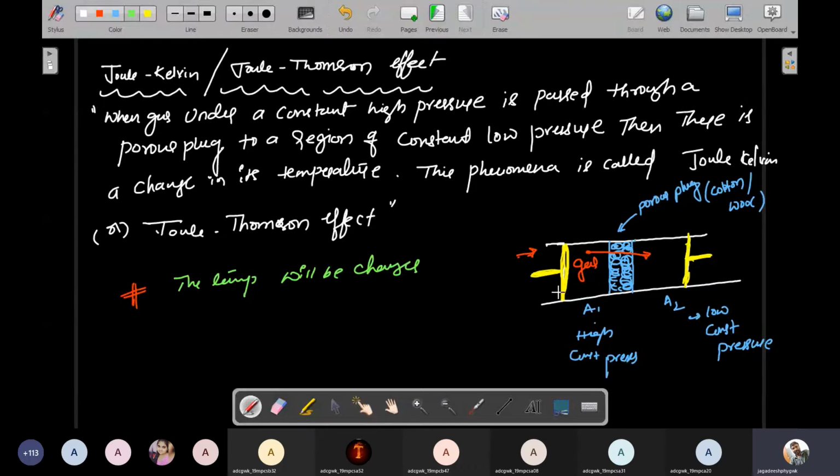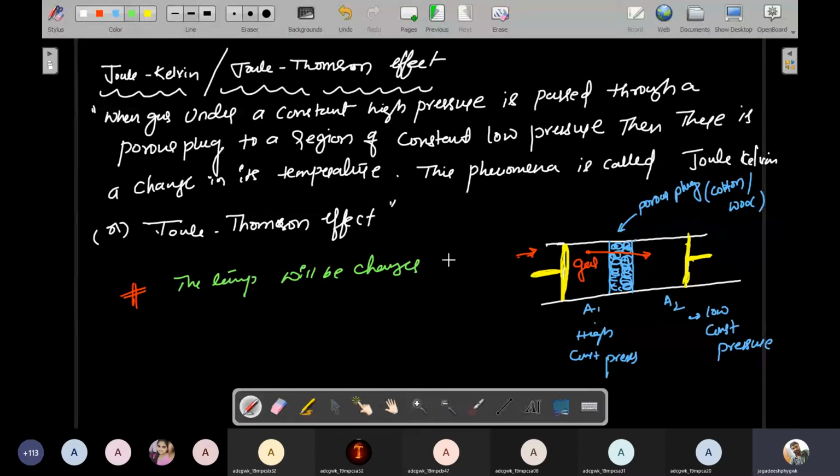when I'm not moving the piston, the temperature of the gas shows some value. After pushing this piston, what will happen? The gas is traveling from high constant pressure to low constant pressure. So when any gas, not only this gas, any gas, travels from high constant pressure to low constant pressure, it definitely may change its temperature. So you can observe the change in temperature.